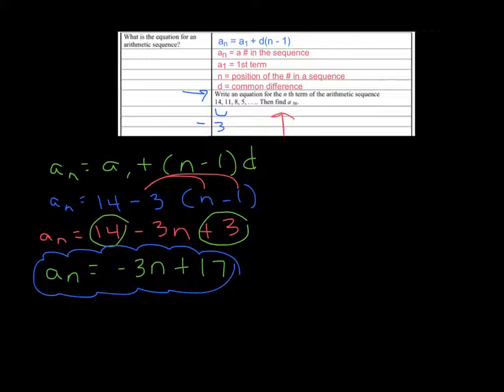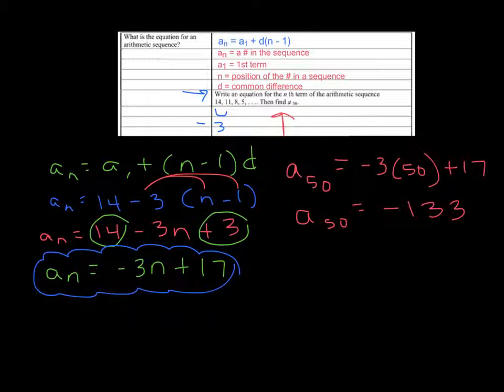So we're looking for the 50th term. I can find the 50th term simply by plugging in a 50 for n, because remember n is the position of the number in the sequence. I'm looking for the 50th term. So I have negative 3 times 50 plus 17. Negative 3 times 50 is negative 150, plus 17 will give me my 50th term, which happens to be negative 133. So I've now answered both of those questions.